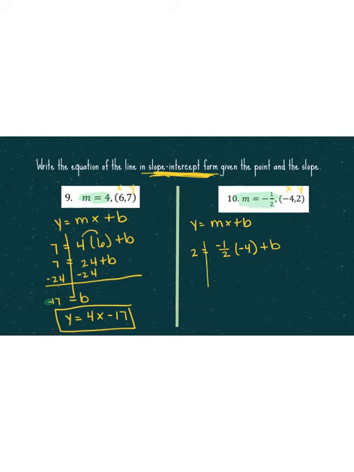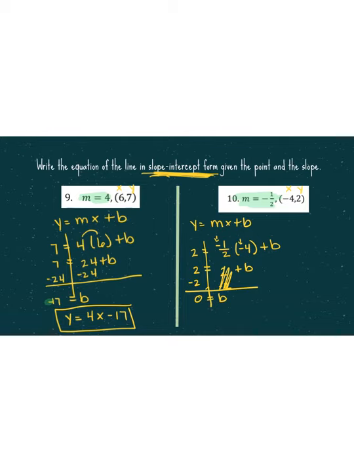Okay, now we're going to distribute that negative 1/2 to that negative 4. So notice that I have a negative right here, and I have a negative right here. Those two negatives turn into a positive. So negative 1/2 of negative 4 is going to give you a positive 2. So I have a positive 2 plus b equals 2. To get rid of that 2, we're going to subtract on this side. So subtract on this side. So now we have b all by itself. 2 minus 2 is 0. Those are gone. So our b is 0.